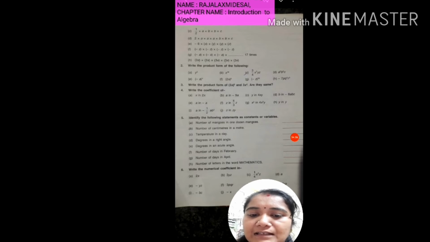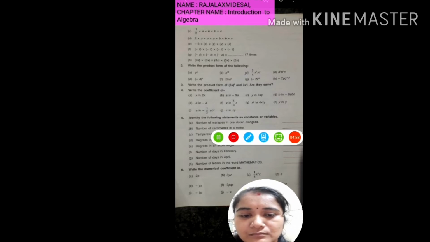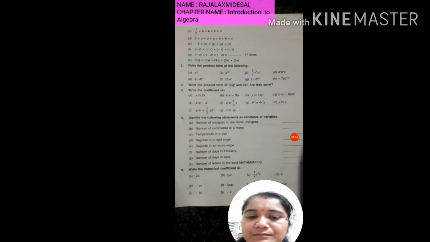Degrees in a right angle. So right angle means 90 degree. Degrees in an acute angle. Acute angle here means an angle which measures between 0 and 90 degree. Between 0 and 90 degree is considered as acute angle. Therefore, acute angle may vary. Therefore, it is a variable.